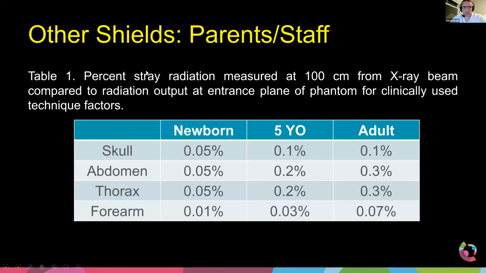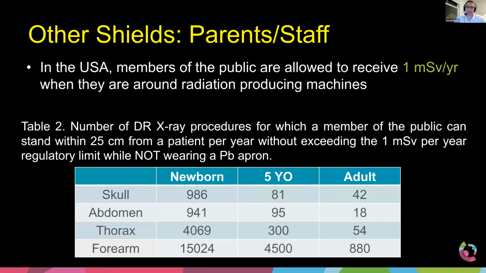So this looks at the percent stray radiation measured at 100 centimeters from the X-ray beam compared to the radiation that's going into the phantom, or in our case, a patient. For the newborn, a 5-year-old, adult. Now, for the skull, abdomen, thorax, forearm, you can see the highest amount of scatter is for the adult, which would make sense. It's bigger, so it produces more scatter. And we're talking about 0.3%. That's the highest amount. So when you look at the total amount of photons going into the patient, only 0.3% of them are coming out of the patient. So the amount of scatter is actually pretty darn low.